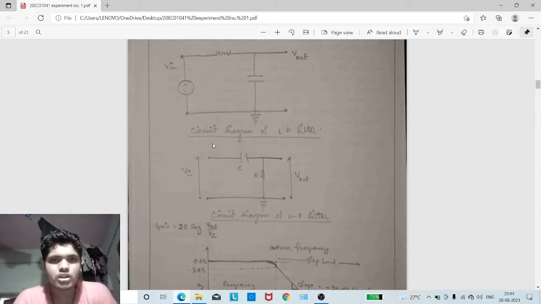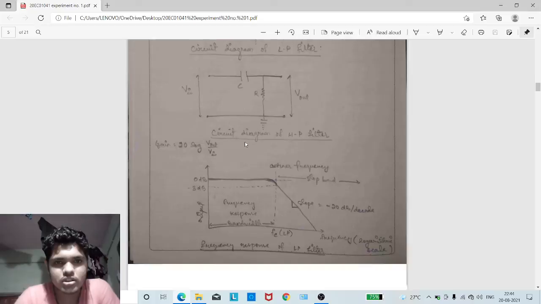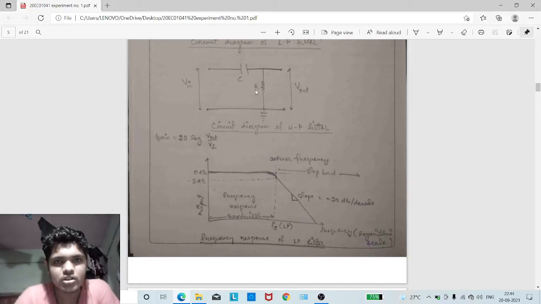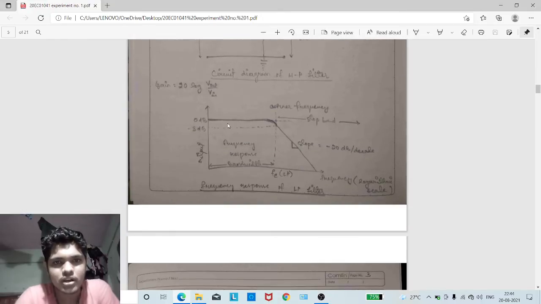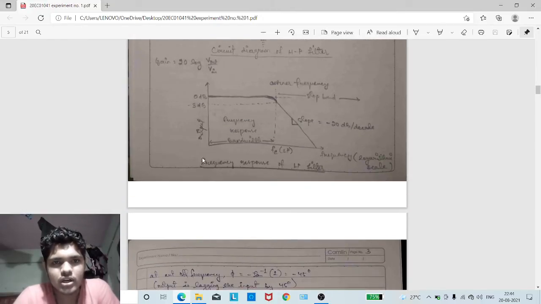So here this is the circuit diagram of the LP filter. It has Vin, the voltage source we are using, and we will get the voltage output here. The capacitor is connected parallel to the load, and the resistor is connected in series to the load. And here is the circuit diagram of the HP filter. Just the R and C are exchanged compared to the low pass filter. Now we are heading for the frequency response of the LP filter.